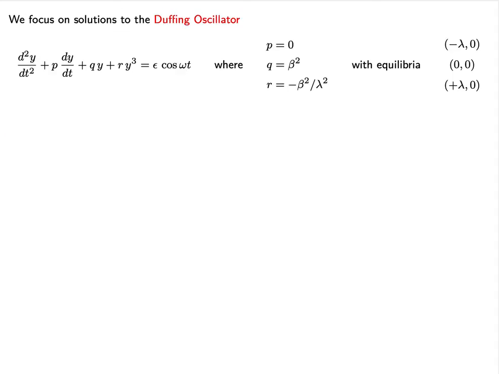To recap, we're going to focus on solutions here to the Duffing oscillator, where we'll set p equal to zero, q equal to beta squared, again think of beta perhaps as the natural frequency, and r equal to negative beta squared over lambda squared. We make these substitutions so that our three equilibrium points are (-lambda, 0), (0, 0), and (+lambda, 0).